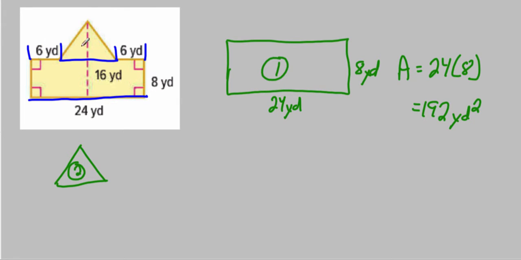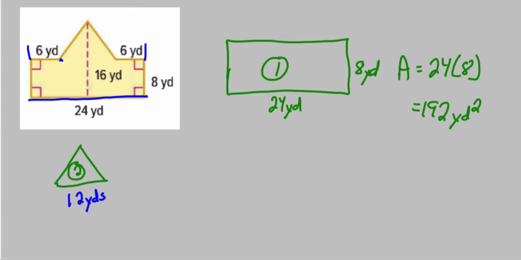So what we want to know is 6 plus what plus 6 gives me 24. Well, 6 plus 6 is 12. Subtract that away from 24 and we find out that the base of that triangle is 12 yards. Because 6 plus 12 plus 6 gives us 24.